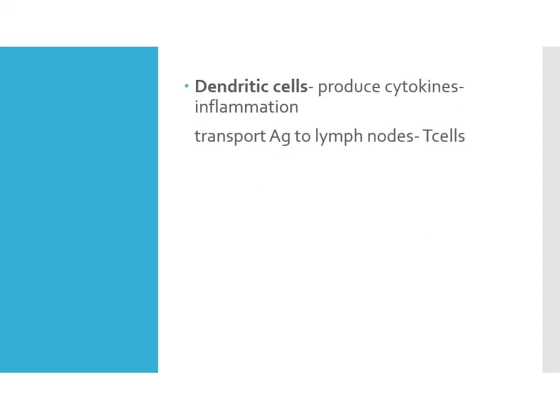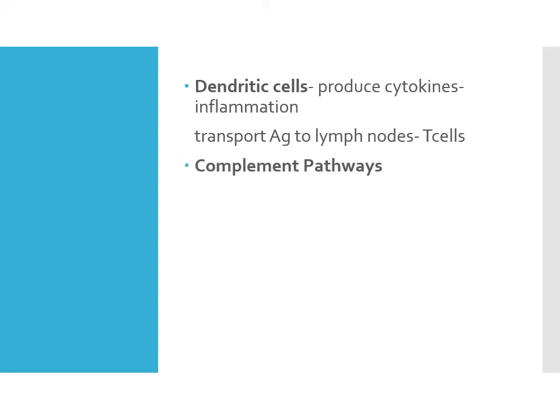Then come the dendritic cells. They produce cytokines and can cause inflammation. These dendritic cells are present in the intraepithelial layer. They have the property of transporting antigen. Whatever antigen comes in contact with the skin, they will take up and carry to the lymph nodes and then to the T cells.